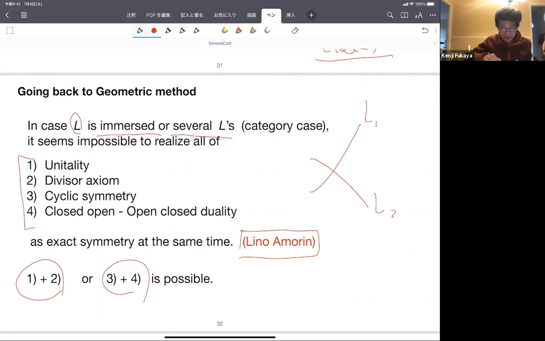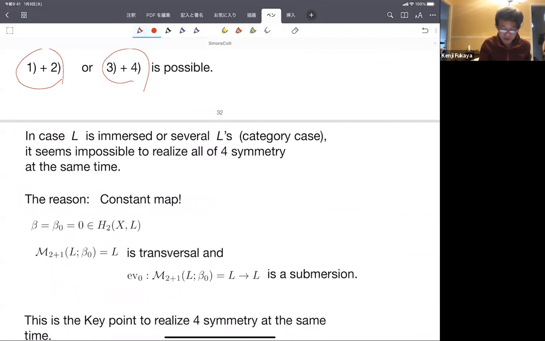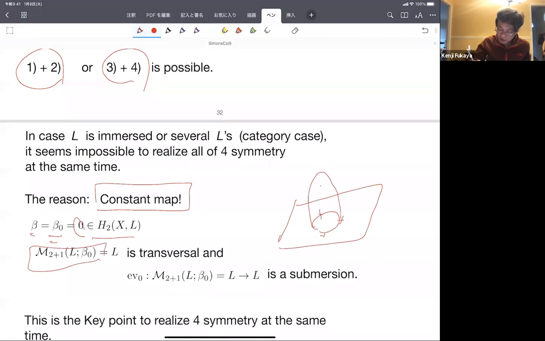But this is the point, and so I want to explain the reason why this is not true. I want to explain the reason why all four are possible to realize in the embedded case. And the big issue is about the constant map. So we consider this beta, and beta zero is zero. And we consider this moduli space. This is a cheating picture. A moduli space of three points, and this homology class is zero. But of course, this is cheating because this homology class is zero, so this is not a disk, it's just a constant map. So you have a constant map, and this moduli space of constant maps with three marked points is actually transversal at itself.